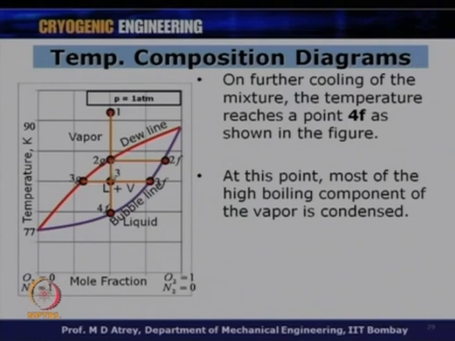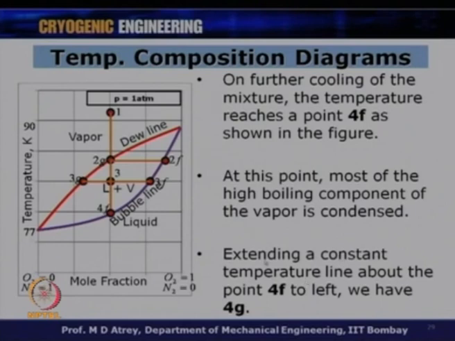And as you come down further, the low boiling component also starts showing up, because the low boiling component now starts getting condensed slowly and steadily. So, extending a constant temperature line, if I want to see the molar composition of the vapor at this point and the molar composition of the liquid at this point, the liquid is going to be given by the same point, which is 4F, while if I draw a horizontal line, which is the constant temperature line, I will hit 4G, which will give me the vapor composition. So, this is my point 4G.